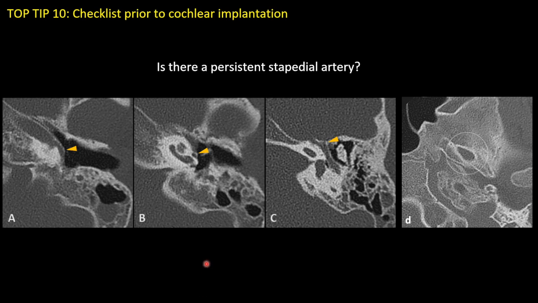We should also look for the presence of a persistent stapedial artery, because this can overlie the cochlear promontory and course very intimately or parallel to the facial nerve canal, and is also at risk for injury from surgery. A useful clue is looking for the presence or absence of the foramen spinosum. That's the foramen ovale. The foramen spinosum is normally posterolateral to the foramen ovale. So absence of the foramen spinosum indicates a persistent stapedial artery.